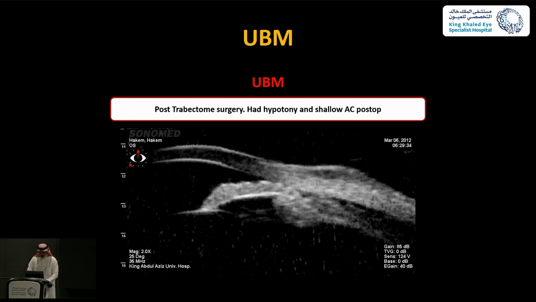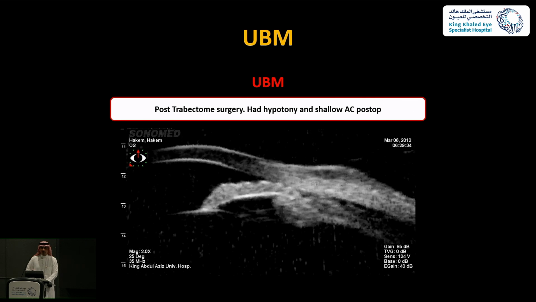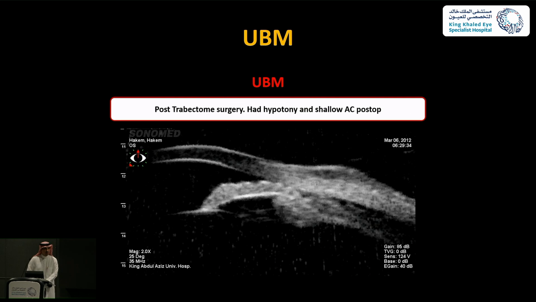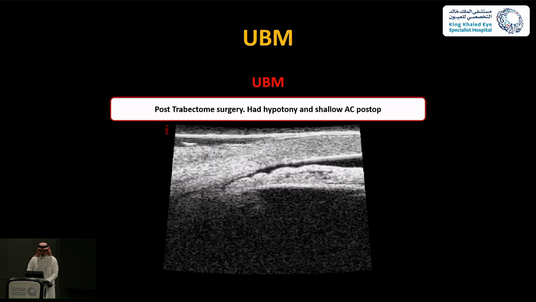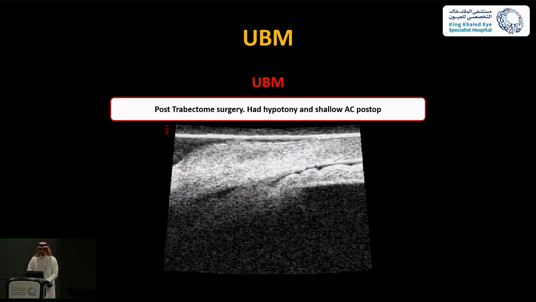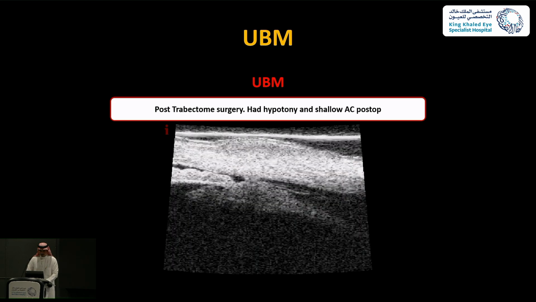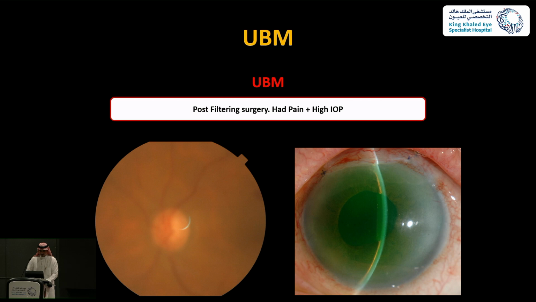So that's a UBM of a patient that underwent trabeculotomy surgery and had hypotony and shallow anterior chamber post-op. What happened here is that during the surgery, an inadvertent cleft developed and resulted in direct communication between the anterior chamber and the supraciliary space. That's why the patient developed hypotony and shallow anterior chamber after that. Again, this is another UBM image showing you the direct communication between the anterior chamber and the supraciliary space. So that's the direct communication, and that's the shallow chamber post trabeculotomy surgery.